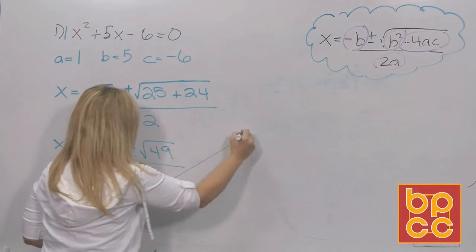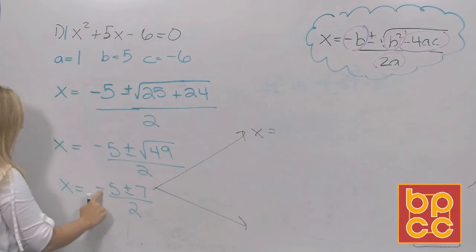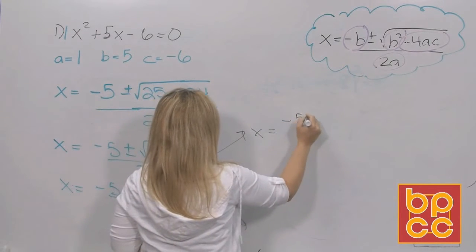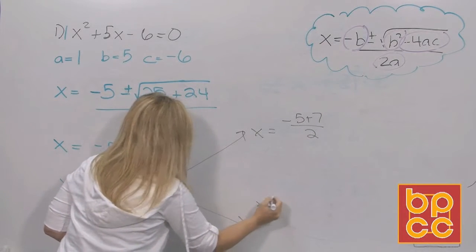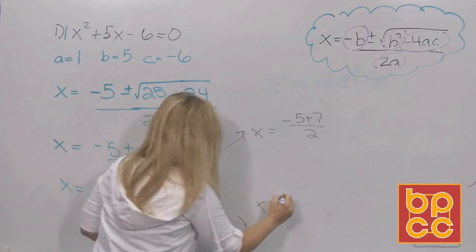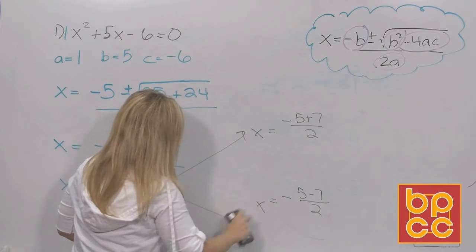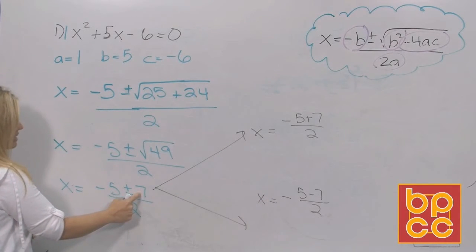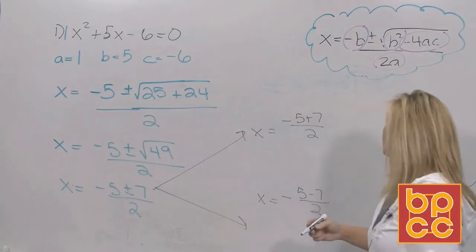What this means is x equals -5 plus 7 over 2. And it also means x equals -5 minus 7 over 2. So that's important. Okay, we can't add and subtract the 7 at the same time. So we have to do one of each. We know we should both have two solutions.